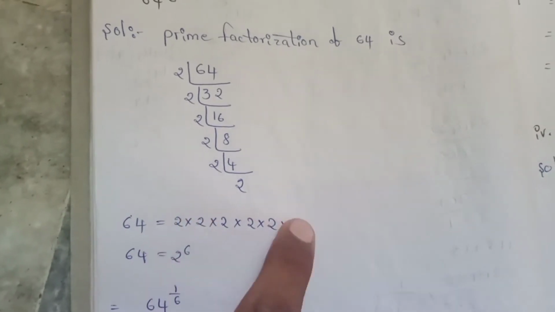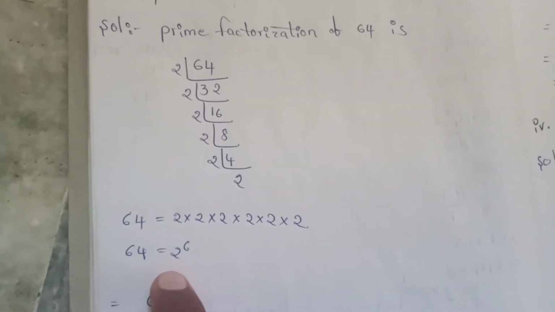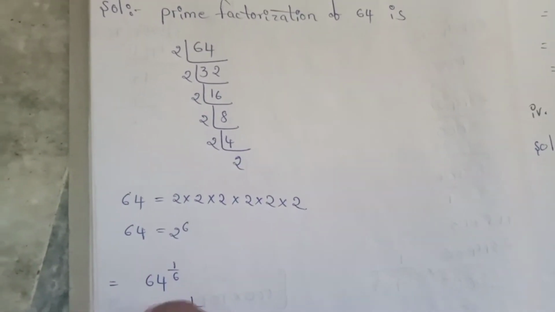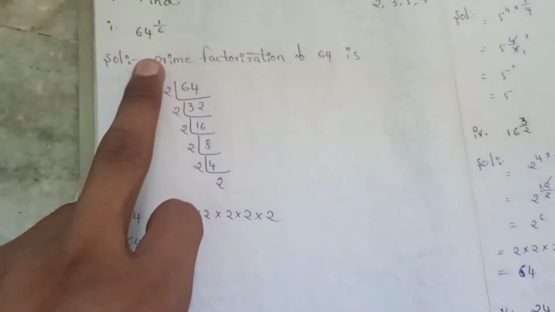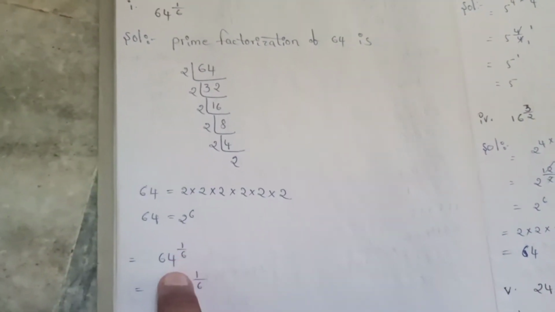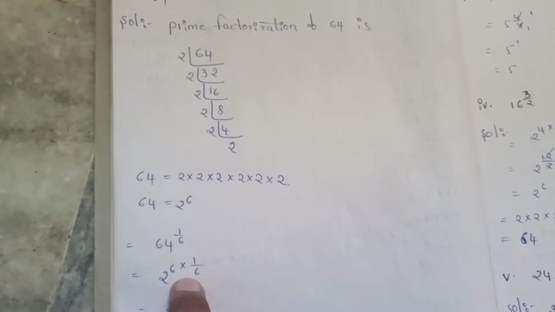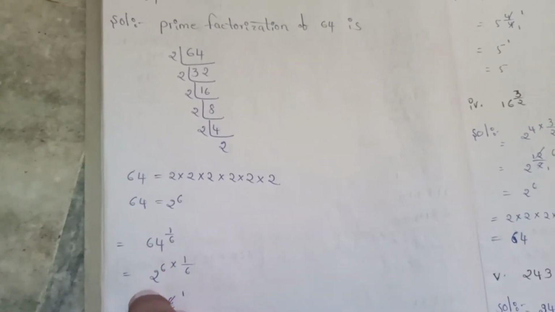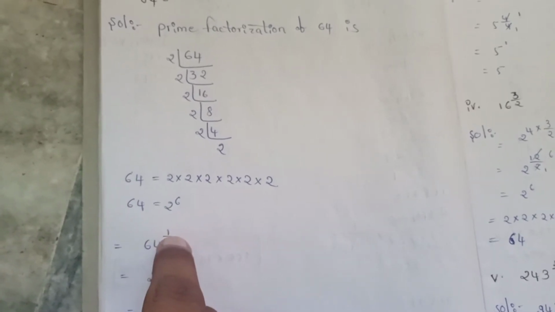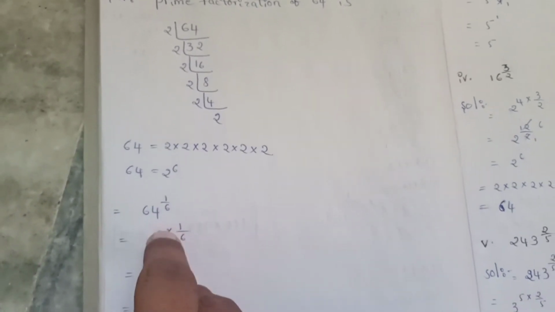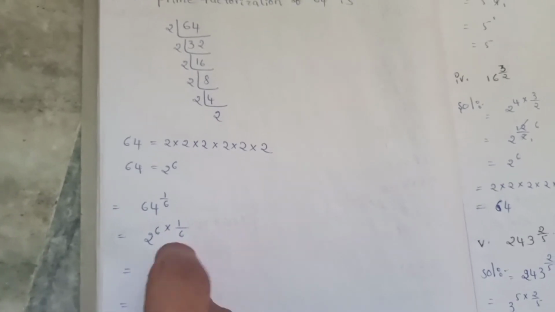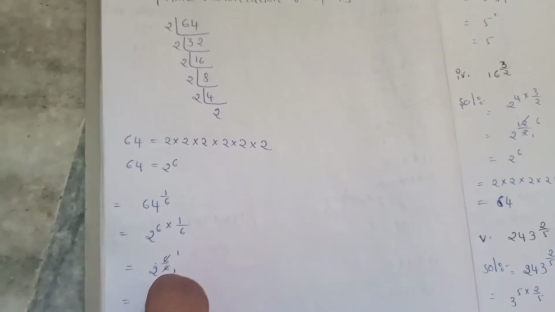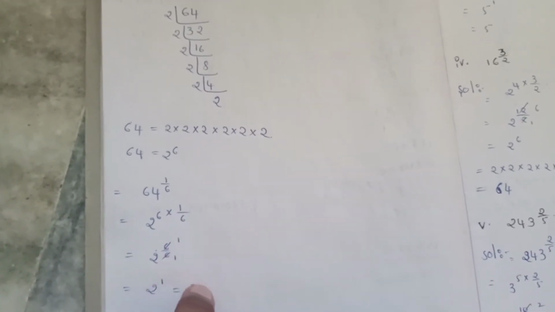64 is equal to how many 2s are there here? 6 2s. So we have to write 2 power 6. See what is given in the question? 64 power 1 by 6. 64 power 1 by 6 is nothing but 2 power 6 into 1 by 6. 6 into 1, 6 by 6. 6 1s are 6. 2 power 1 is nothing but 2.